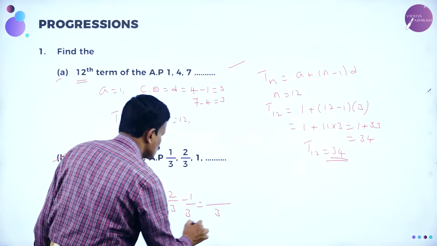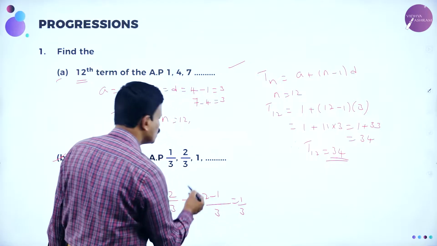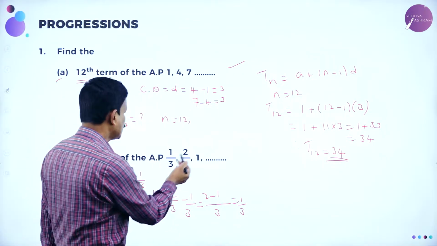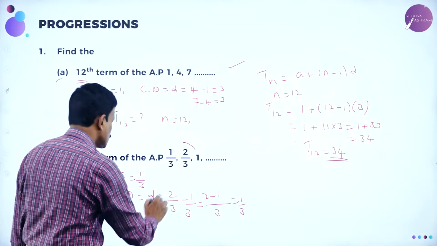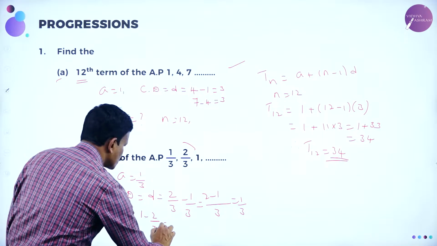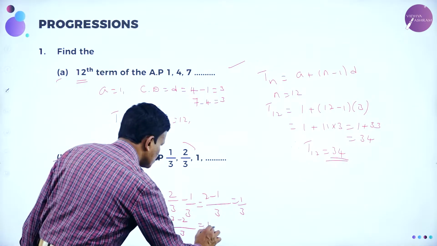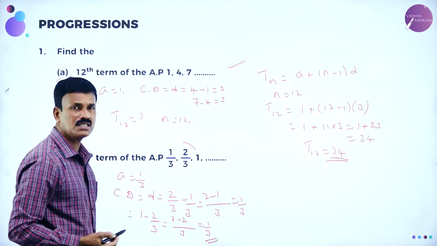Take LCM, 3 is the LCM. 3 gets cancelled, 2 minus 3, that's equal to 1 by 3. So if you want, you can take the second and third term also. This minus this, what is the third term? 1 minus 2 by 3. That's also equal to, take LCM, 3 is the LCM, 3 ones are 3 minus 2, that's equal to 1 by 3. So the common difference is 1 by 3.